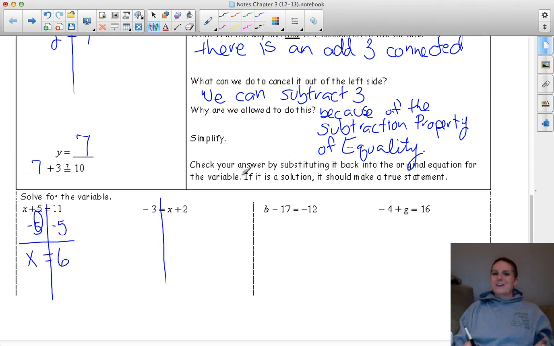I wanted to interrupt and point out that I'm still using that balance line because it's going to keep me organized. Anything I do on the left, I also have to do on the right. On the left, I'm trying to get x all alone, so I subtracted 5 because positive 5 and negative 5 give me a 0. Whatever I do on the left, I have to do on the right. X plus 0 is x. 11 minus 5 is 6. All right, keep trying them.